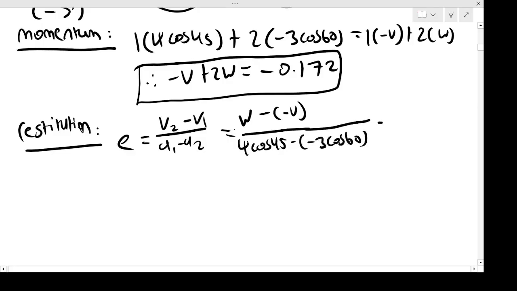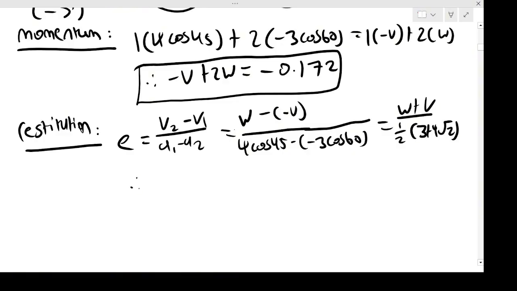And there we are. So if we simplify this, we're going to get w plus v. Now 4 cos 45 plus 3 cos 60. That's not a nice number. It's a half of 3 plus 4 root 2. That's what the calculator gets me.